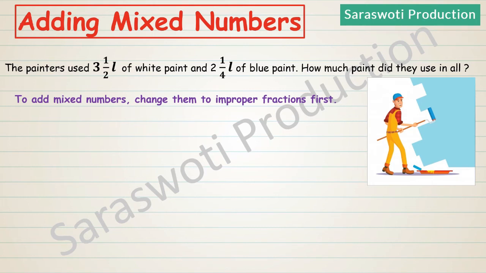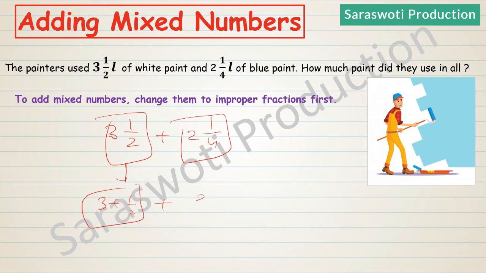To add mixed numbers or mixed fractions, we have to change them to improper fractions first. Why do we have to do that? As you can see clearly, we have 3 1 by 2 plus 2 1 by 4, and we have to add them. How do you add them? This is going to be 3 plus 1 by 2, then plus 2 plus 1 by 4. Just adding them like that is not possible, so we have to convert the mixed fractions to improper fractions.